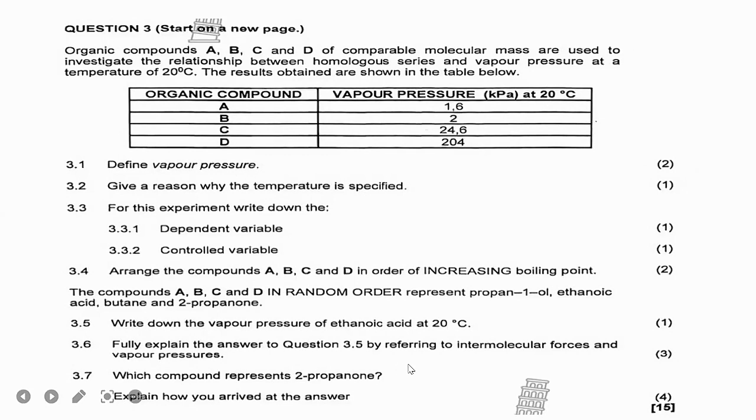But then looking at what else, propan-1-ol is an alcohol, it has hydrogen bonds as well. So it is fitting that it will have this 2 kilopascals here as the vapor pressure. Then obviously the D part is the butane because it has the weakest intermolecular forces. So let's go ahead and explain that.